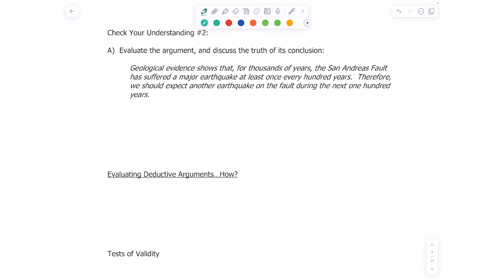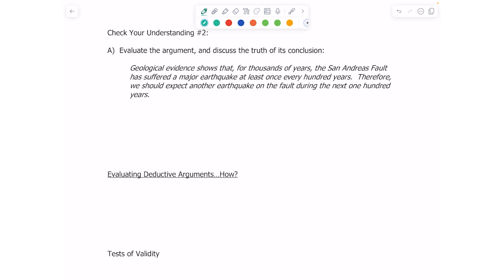Let's look at check your understanding number 2. And again, please feel free to pause the video and then unpause when you're ready. So in this problem, we need to evaluate the argument and discuss the truth of its conclusion. The argument is, geological evidence shows that for thousands of years, the San Andreas Fault has suffered a major earthquake at least once every 100 years. Therefore, we should expect another earthquake on the fault during the next 100 years. So what do you think about that?